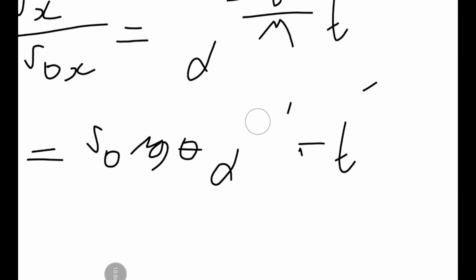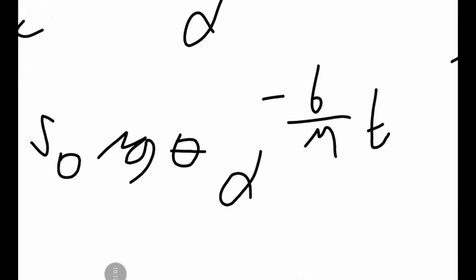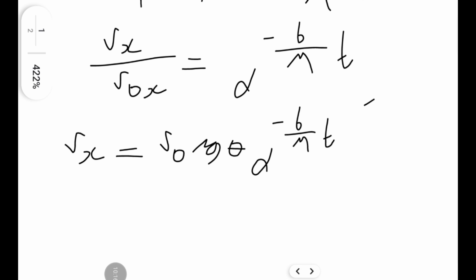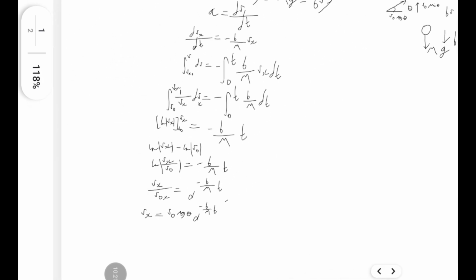That's not very clear. I want to make that more clear. It's not clear enough at all. I'm going to zoom in and make that more clear. So minus b over mt. That looks better. Okay. So you've got the final form for velocity in the x direction. Now, if we want to, for example, you see the whole thing there.